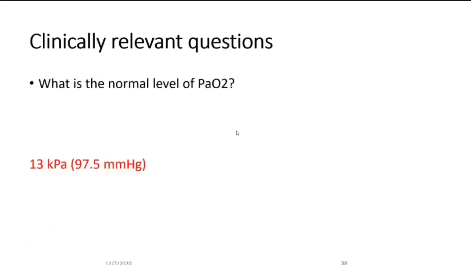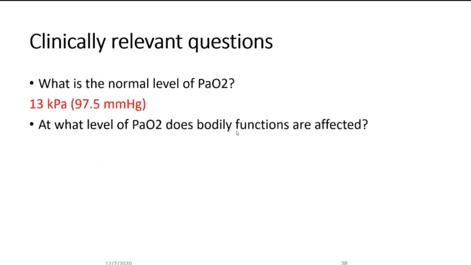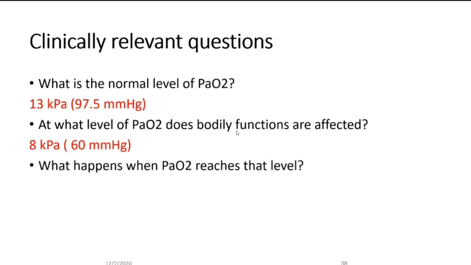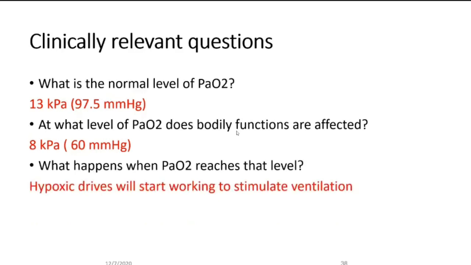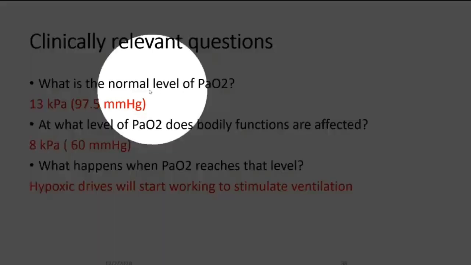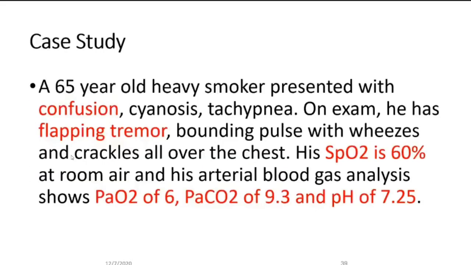This is the question I've just told you about, okay? The level is 8. هنا لاحظوا الفرق بين ال CO2 sensors وال O2 sensors. ال CO2 sensors تشتغل في رينج كلش محدد، بينما ال O2 sensors تنتظر إلى أن ينزل جو ال 8 يلا تبدي they drive ventilation. Okay. فhypoxic drive will start working to stimulate ventilation when it reaches the 8 kilopascal or 60 millimeter mercury.